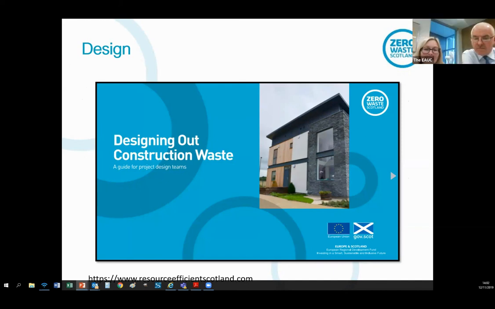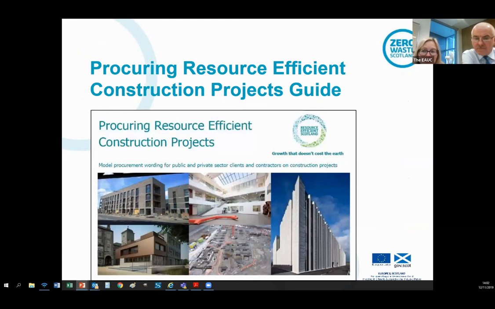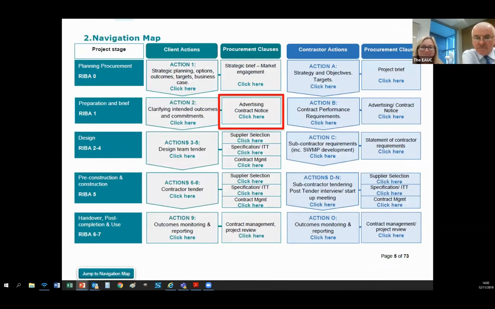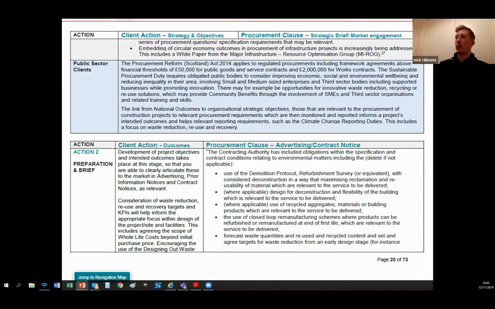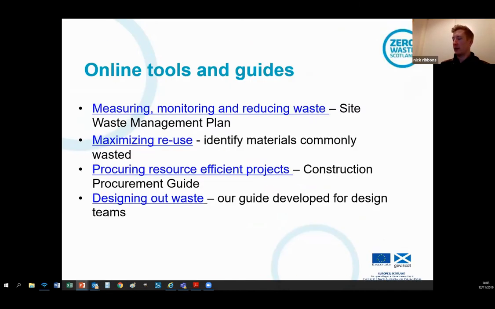Yes, of course. I can send links to this with the minutes and the resources. Great. Okay. Well, there we go. I think that's the last slide, which is just some of the key free resources from Zero Waste Scotland, and yes, hopefully they're useful.